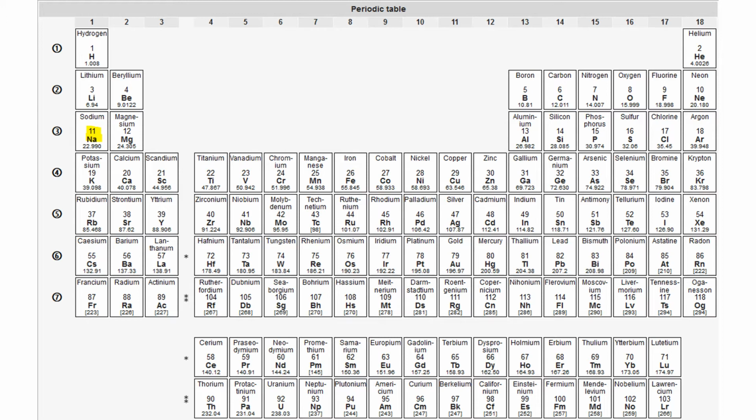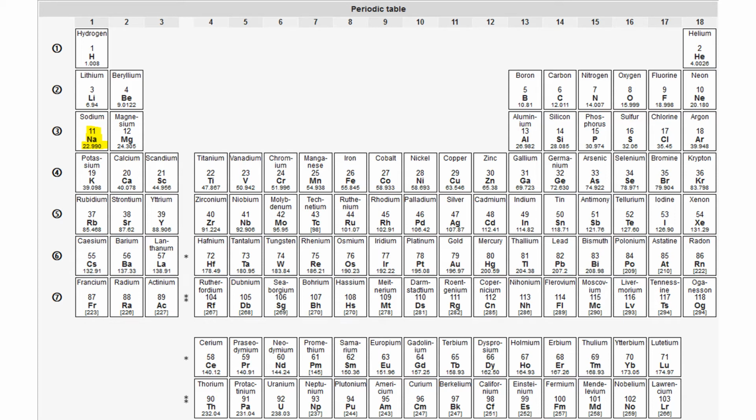Let's take a look at the number on the bottom: 22.9. So you can go ahead and round. The atomic mass for sodium is 23. If I want to figure out how many neutrons sodium is carrying, what are we going to do? We're going to take 23 minus 11, and that would give us 12. So sodium has 11 protons, 11 electrons, and 12 neutrons because I subtracted my atomic number from my atomic mass.